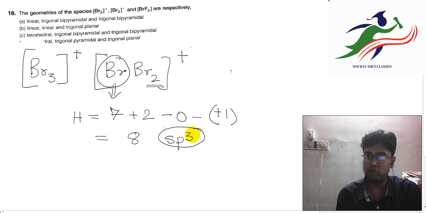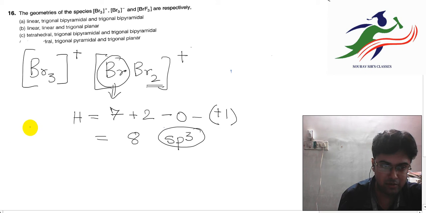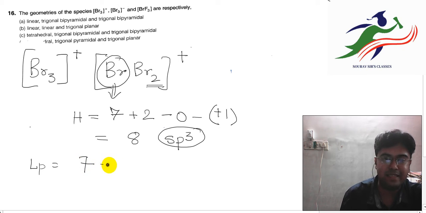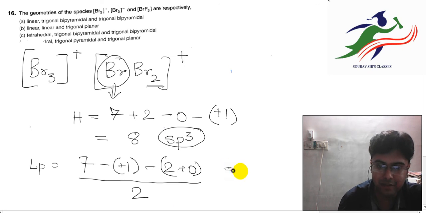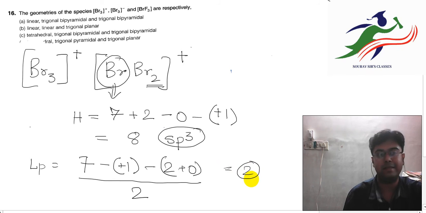Now, in case there is no lone pair, then the structure will be tetrahedral. But in this case, there would be lone pairs. So let us find out the number of lone pairs over here. Once again, it will be the central atom's number of valence electrons, then subtract the charge over the molecule and subtract the total number of sigma and pi bonds formed by it, whole divided by 2. So it is 7 minus 1 minus 2 divided by 2. So 7 minus 3 divided by 2, that is 4 by 2. That is 2 lone pairs are there, right?